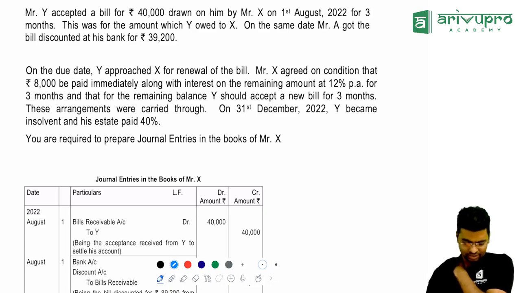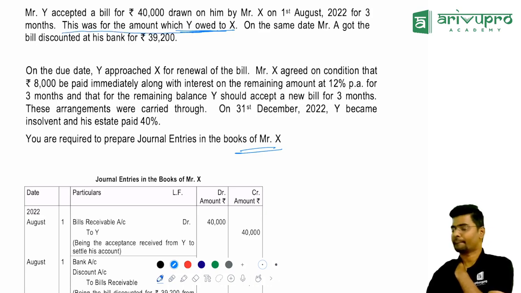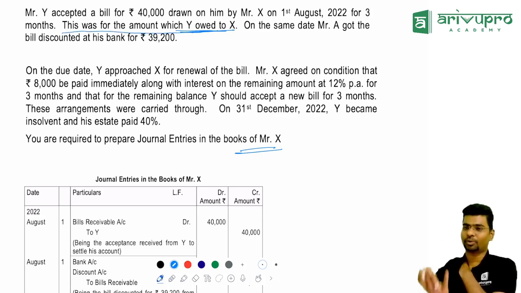Why accept? They want you to make entries in the books of... Why accepted the bill? Next one. This was for the amount which Y owed to X. What does this mean? Is it a mutual accommodation? What does this mean? He already had to pay you money. This was not an accommodation bill.